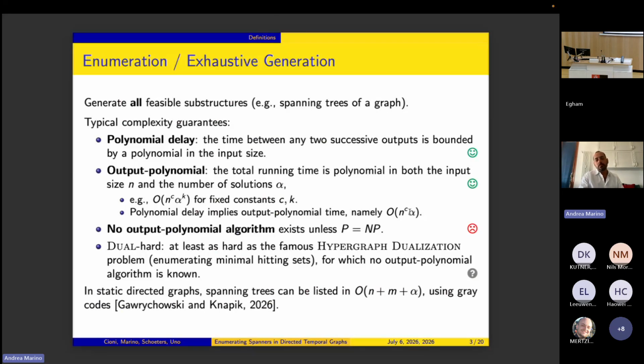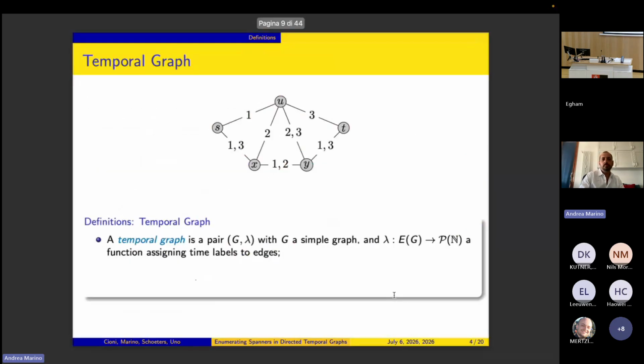Since we are talking about spanners, let me mention that in the case of static directed graphs, you can get very good algorithms. Spanning trees can be listed in this time, where n is the number of nodes, m the number of edges, and alpha the number of solutions. So after preprocessing, you are paying basically constant time per spanning tree produced.